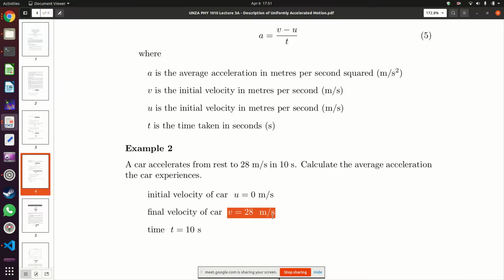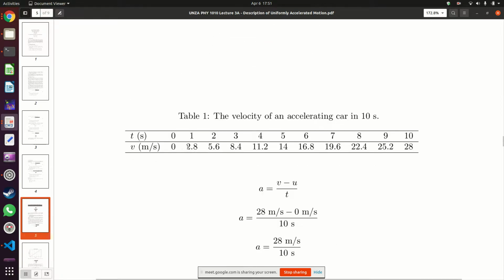So we are not interested in everything else in the middle here. What we are interested in is at the beginning when you start measuring, what is the instantaneous velocity? 0 meters per second. At the end of the 10 seconds, what is the instantaneous velocity? 28 meters per second. In between here, these values, 2.8, 5.6, 8.4, 11.2, 14, 16.8, 19.6, 22.4, 25, this is all pure guesswork.